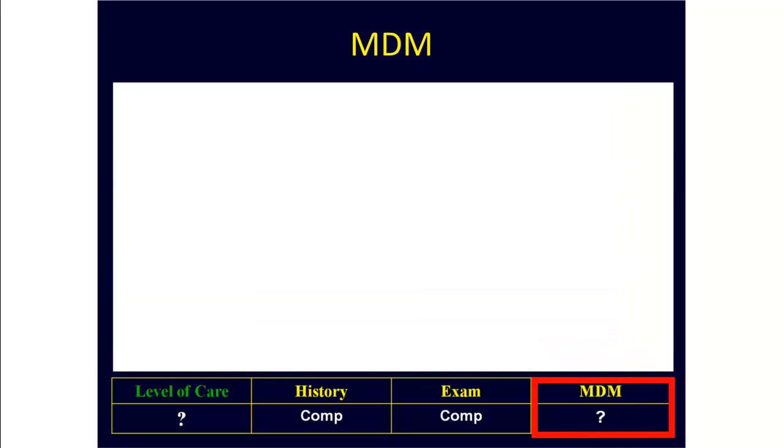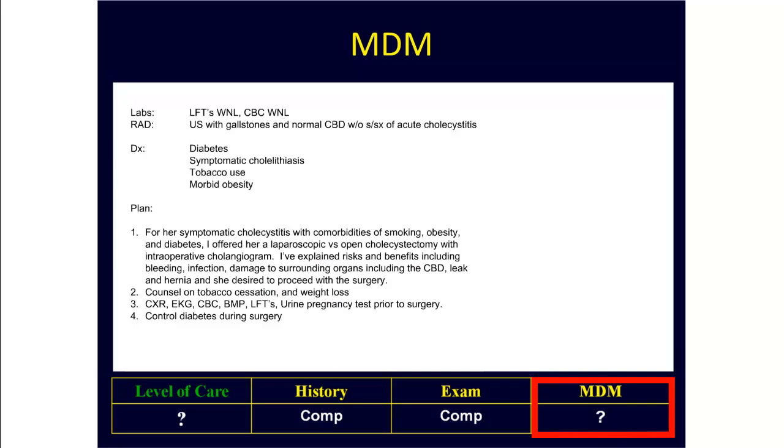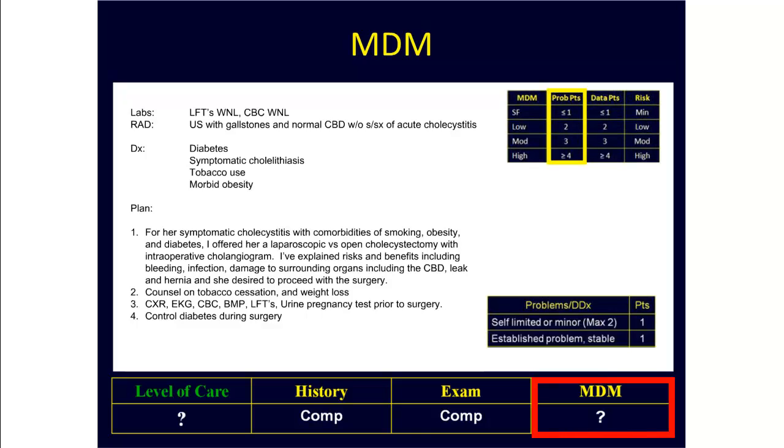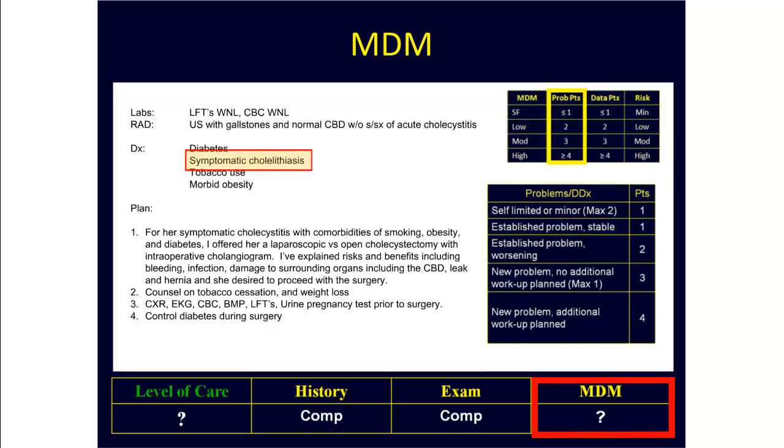Looking at the medical decision-making, it's always a good idea to take apart the assessment and plan using the medical decision-making point system. Starting with the problem points first, here the cholelithiasis would count as a new problem with additional workup planned in the form of the intraoperative cholangiogram. That means this problem is worth 4 points. The diabetes would count as a new problem with no additional workup planned and is therefore worth 3 problem points. This adds up to a total of 7 problem points.